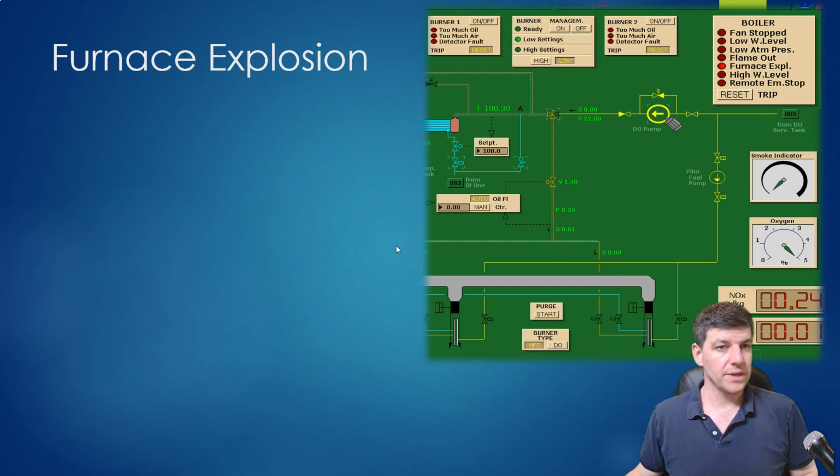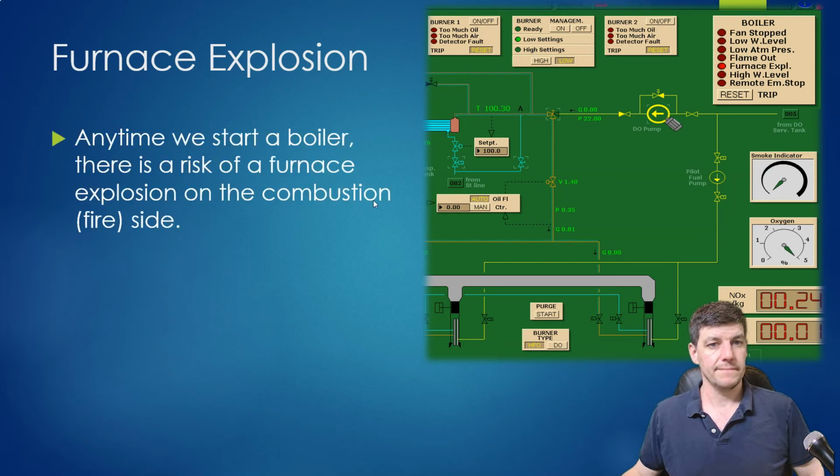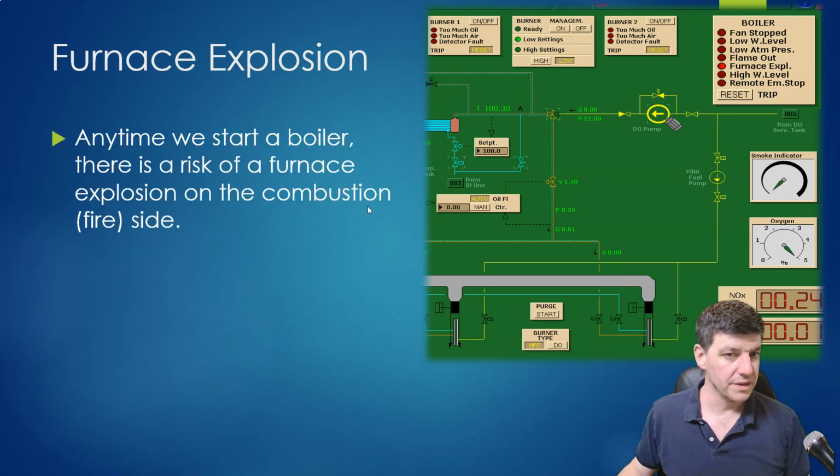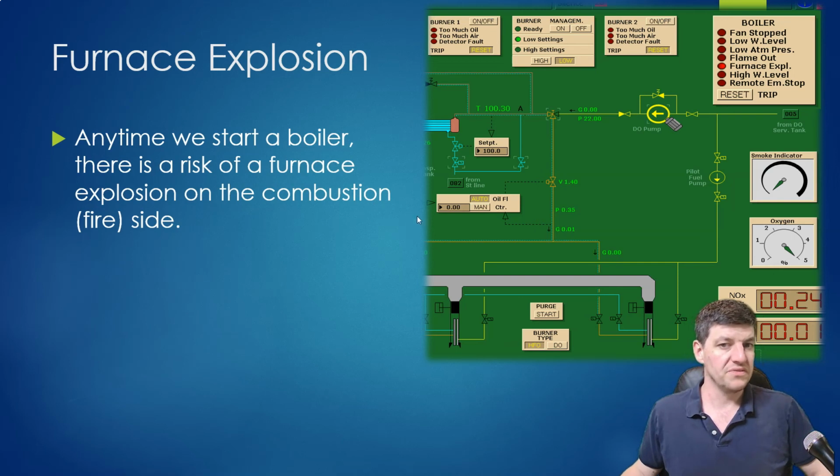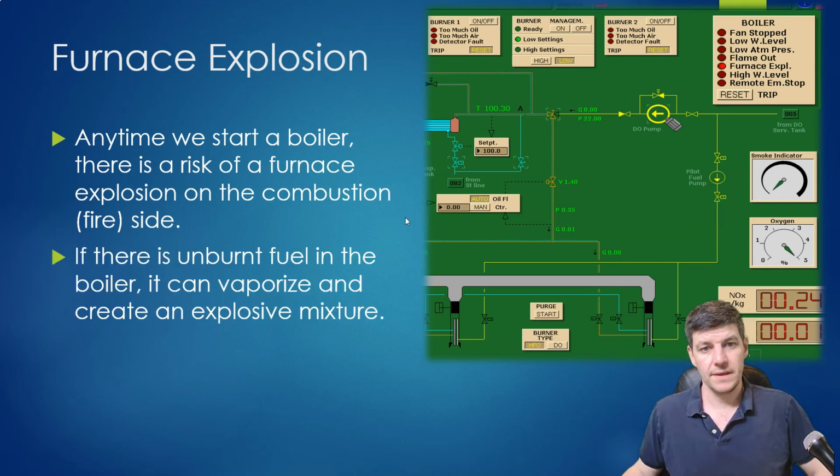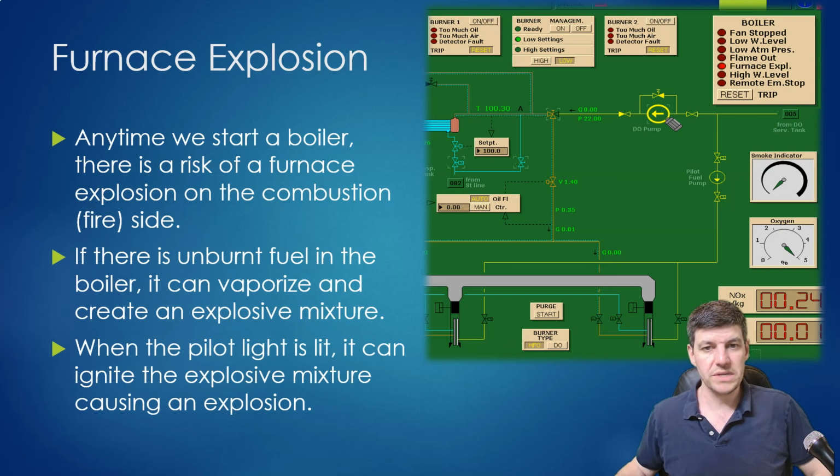Okay. So our last one that we talk about in terms of an issue that can come up during this startup is a furnace explosion. Anytime we start a boiler, there's a risk of a furnace explosion on the combustion or the fire side of that boiler. And it's caused by any unburnt fuel that's in the boiler that is vaporized and happens to mix with oxygen and creates an explosive mixture. And as soon as we try to light that pilot light, or we start that flame, then it can cause an explosion inside of that furnace with all of that explosive mixture becoming flammable.